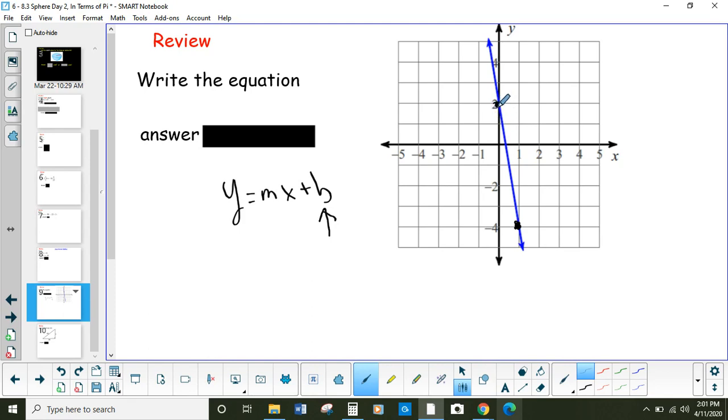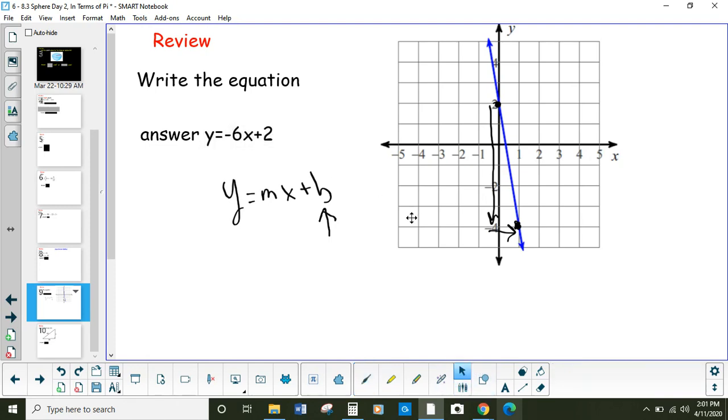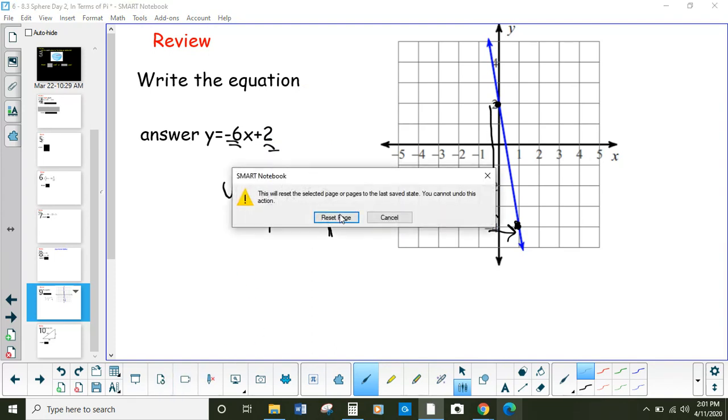And I see that to get from one point to another, I have to go down 1, 2, 3, 4, 5, 6. I went down 6, and I went over 1. Down 6 to the right 1 is a slope of -6. And slope goes here. Y-intercept, where it hits the y-axis, goes here. And that's it. That's how you write the equation for that one.